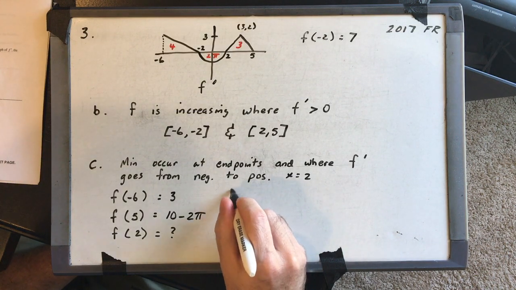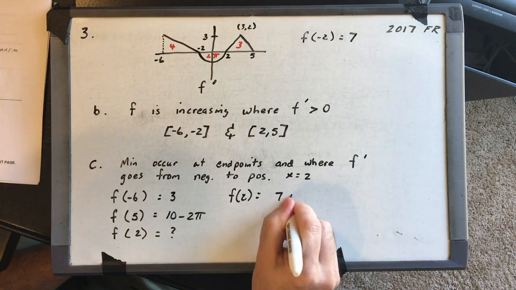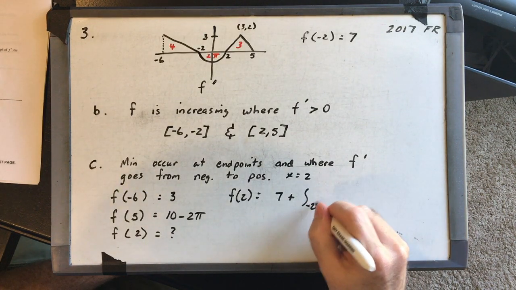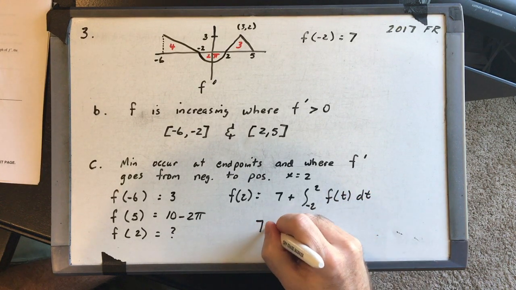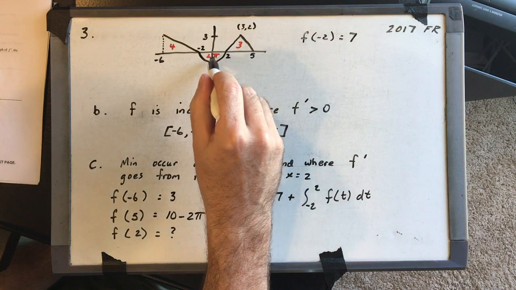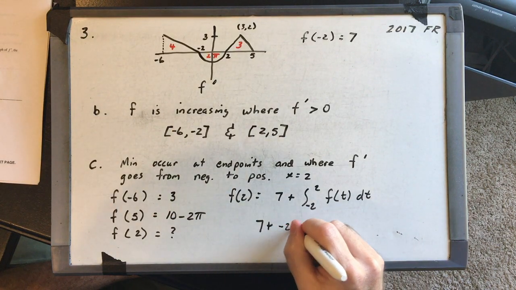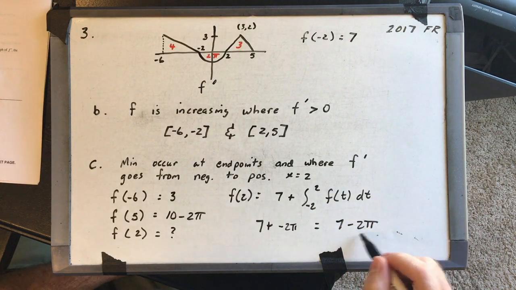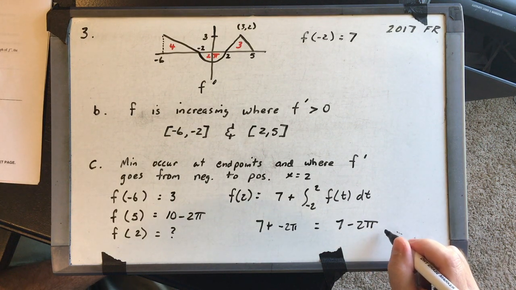Okay, so f of 2, it's going to be 7, so it's just like part A, plus the integral from -2 to 2 of f of t dt. So that's 7 plus, and then what's the area from -2 to 2? Well, it's below the x-axis, so it's going to be 7 plus -2 pi. So that's going to be 7 minus 2 pi. So that's 7 minus 6.28, so a little under 1, about what, 0.72?